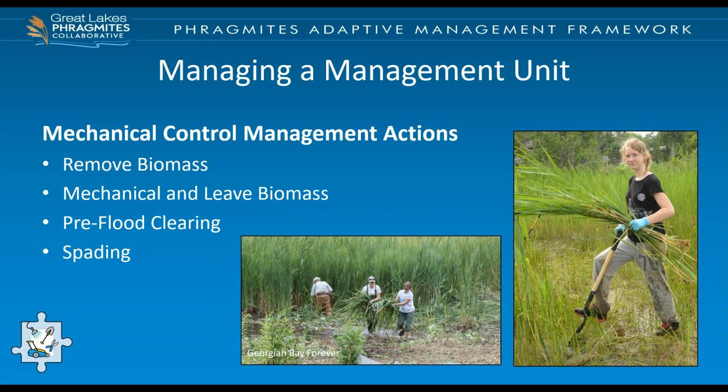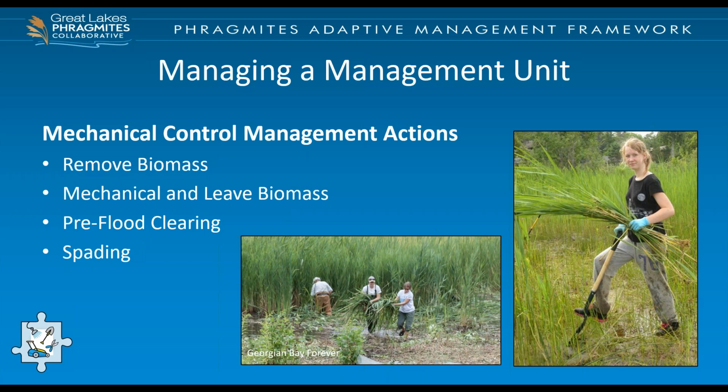Mechanical and leave biomass involves mowing, cutting, or crushing all above ground Phragmites biomass within a management unit and then leaving it on site rather than removing it. Pre-flood clearing is really the same as either of the 2 aforementioned management actions, but can involve either removing or leaving biomass, but it's always followed with a flood event.